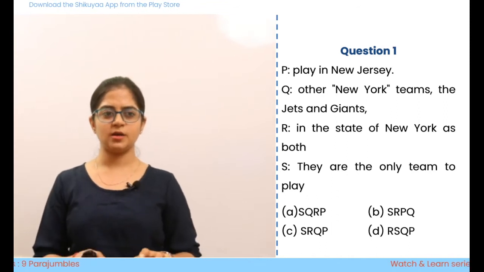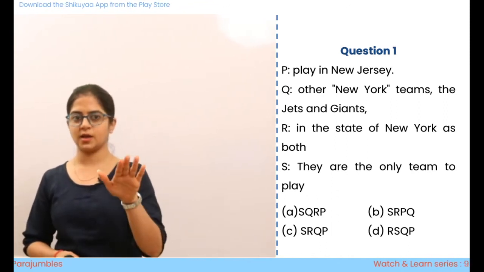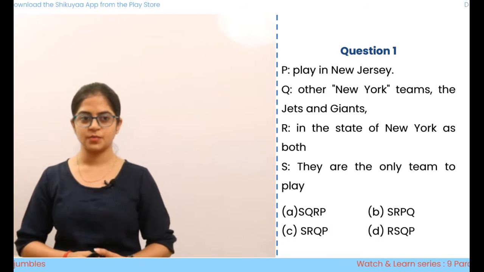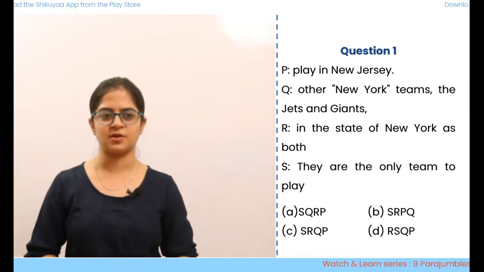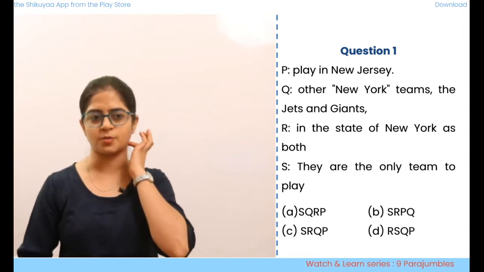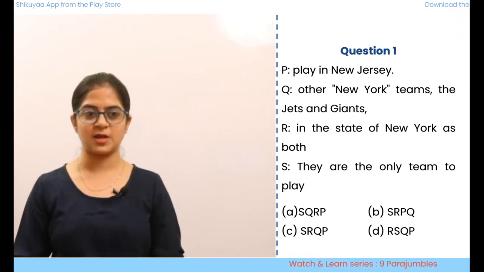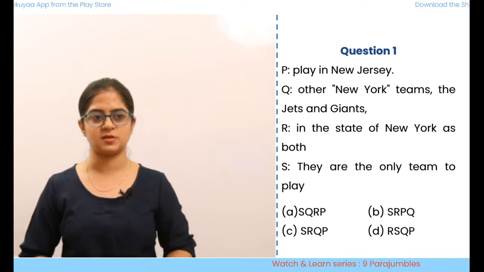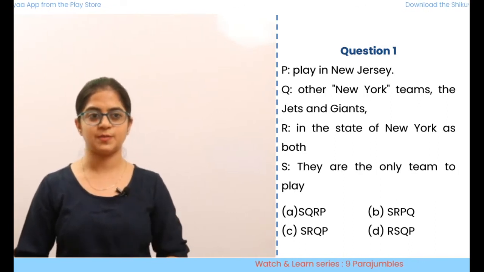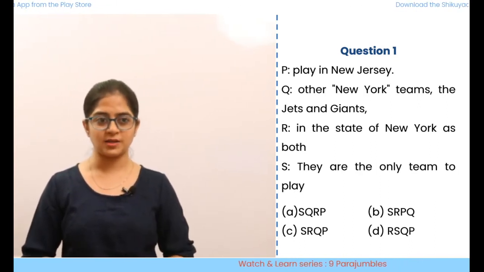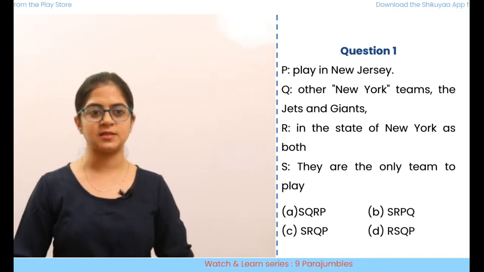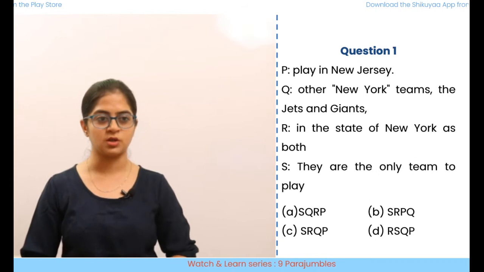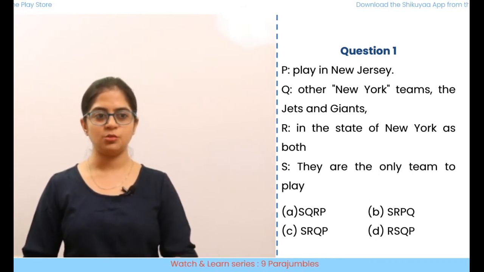See, first you can read quickly the given sentences here, then go with the options, right? Here we can see different options given like SQRP, that is option A. Option B seems like SRPQ and as such. Now let us read the sentence. Play in New Jersey. Other New York teams, the Jets and Giants in the state of New York as both. They are the only team to play.